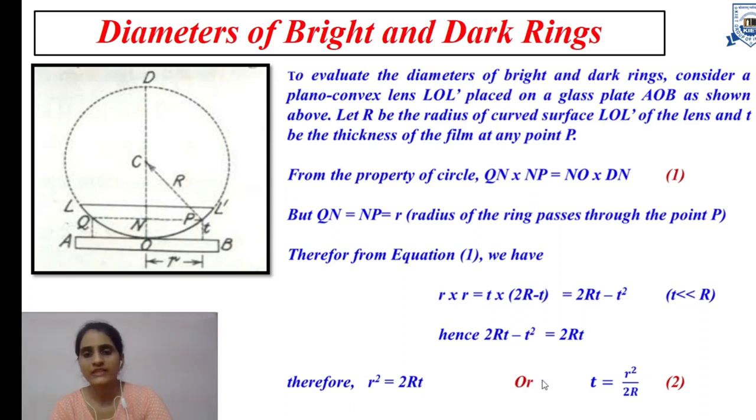So from here the thickness of the film we can calculate, which is equal to r square upon 2R. The radius of the ring that is obtained we can easily determine. So if I know the radius of the ring, I can know the thickness of the film at that particular point. So equation 2 gives me the thickness of the rings.